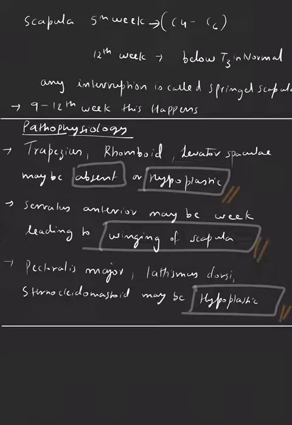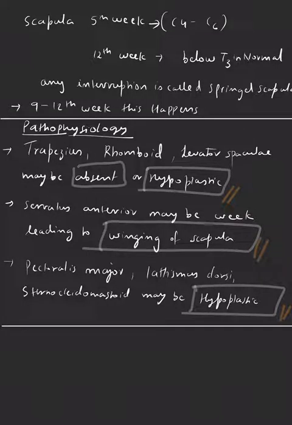And like I've told you, at the 5th week the scapula usually lies at the level of C4 to C6. This is the embryology that I'm talking about. By the 12th week, the scapula comes to the level of T3 or a little below T3, and that is the normal position of the scapula. So any interruption in this caudal migration is called Sprengel scapula or Sprengel shoulder, and this interruption usually occurs between the 9th to 12th week of embryogenesis.